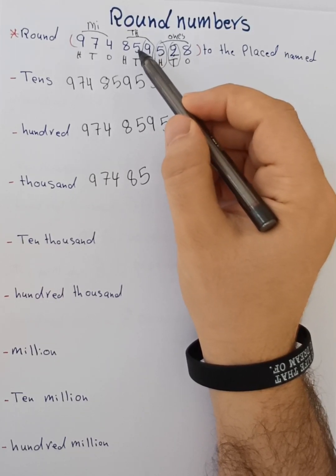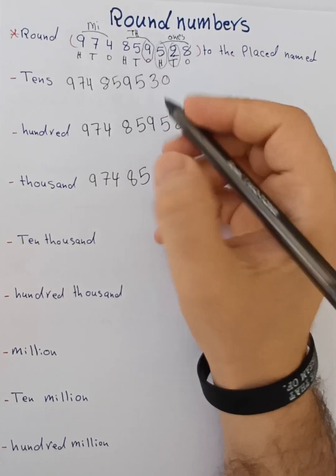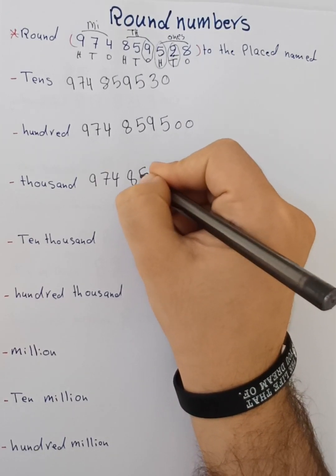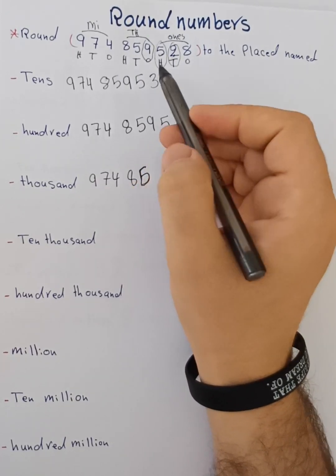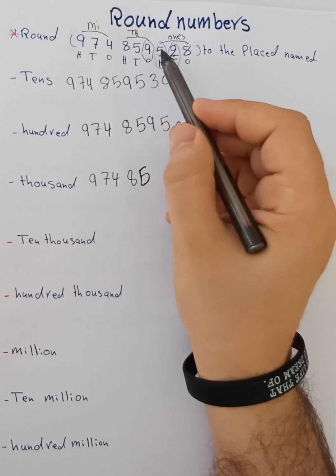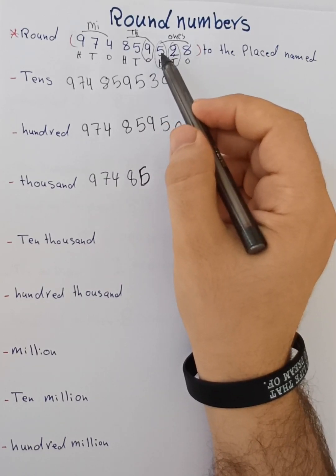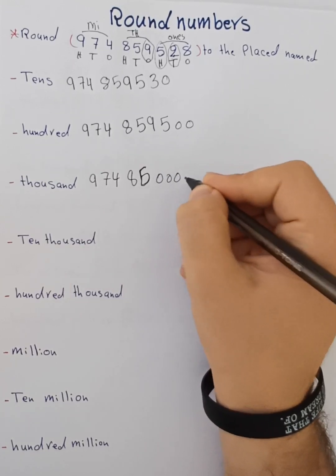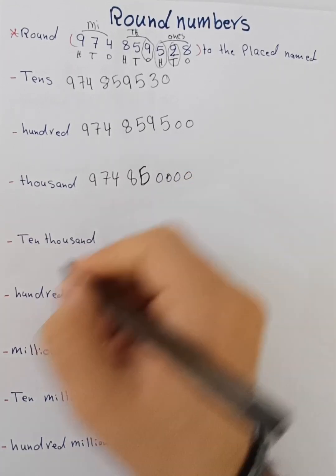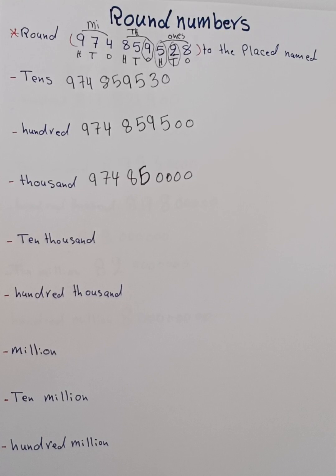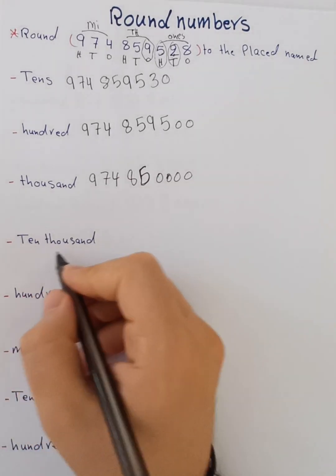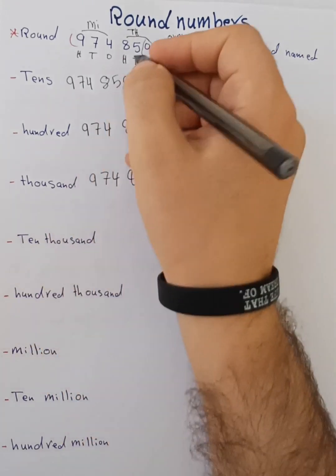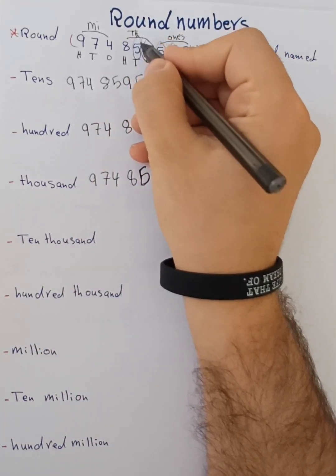So this 5 becomes 6, and this 9 with these numbers becomes 0. So we have to write 4 zeros. After that we have to round 10,000. 5 is 10,000.